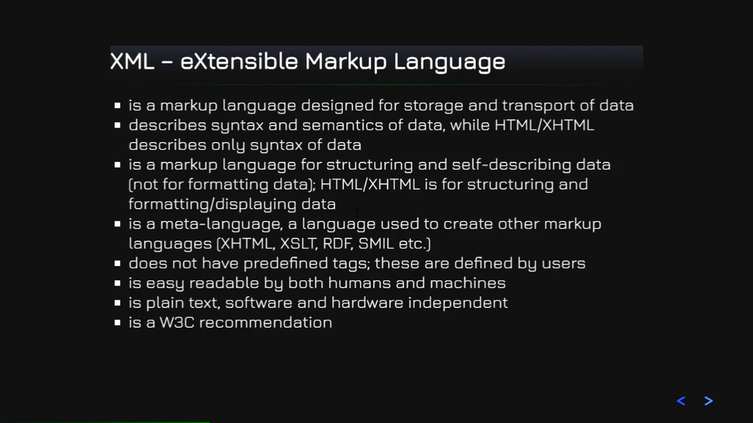In relation to HTML and XHTML, the XML language is a language for structuring data, which is the same functionality as HTML and XHTML, but it also has the functionality of self-describing data. So not formatting the data, but self-describing data, which makes it very useful for parsing it by programs, by machines.